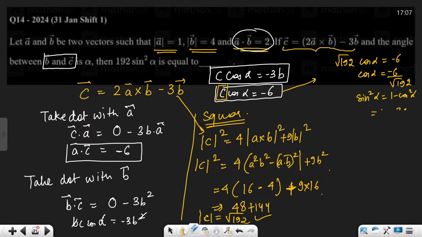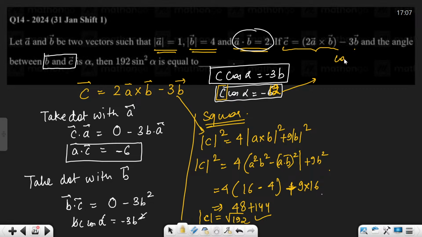So it's actually minus 12. Sorry guys, it's minus 12. Now it's fine. So now c cos alpha is minus 12. So cos alpha will be what? Cos square alpha will be 12 by 192. Correct? Sorry, 144 by 192.